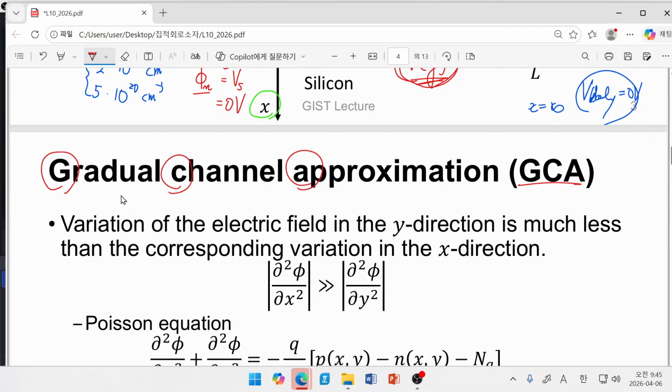Gradual channel approximation should be considered. Up to now, we have talked about this phi sub n, the electron quasi-Fermi potential. And you know that this electron quasi-Fermi potential is related to electron transport. So by knowing this phi n, now we can calculate Jn. So this is all related to how our electrons are moving.